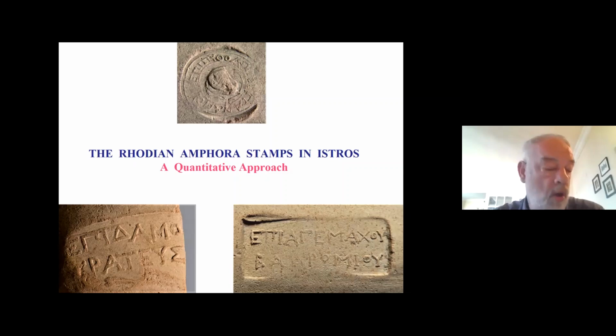catalogue comprising 680 items belonging to 612 types. For this meeting, I prepared some considerations about the dynamics of Rhodian importations to Istros.